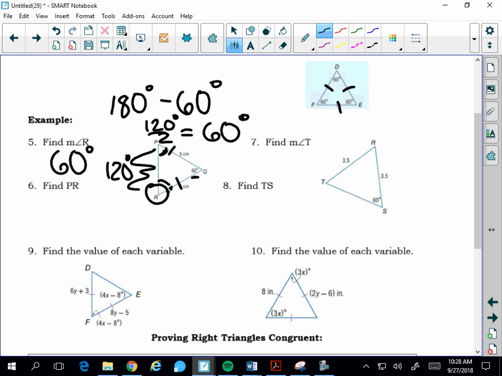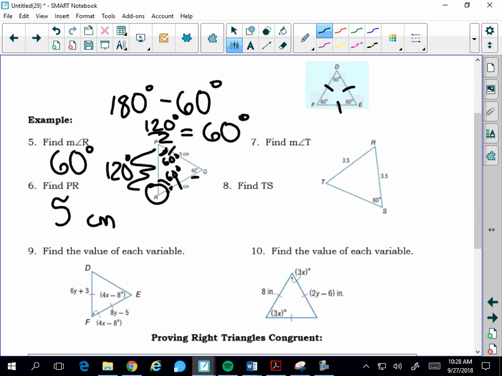Similarly, now that all of these angles are 60 degrees, now is when I can say that PR is also equal to 5 centimeters. Because I have angles that are congruent to each other across from sides that are also congruent to each other. So now I can say, okay, PR is equal to 5 centimeters.